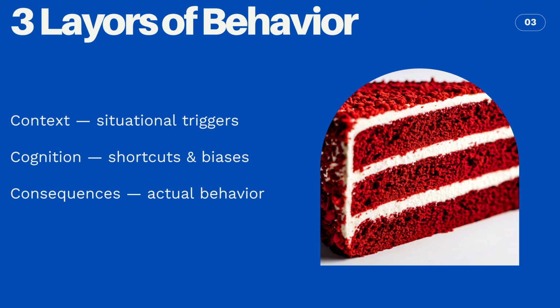When you examine all 3 layers together, you move beyond surface-level explanations and begin to understand the deeper mechanisms behind consumer choices. This layered approach is foundational in behavioral science, and it's incredibly powerful for marketing and branding because it reveals not just what happened, but why it happened and how you can influence it.